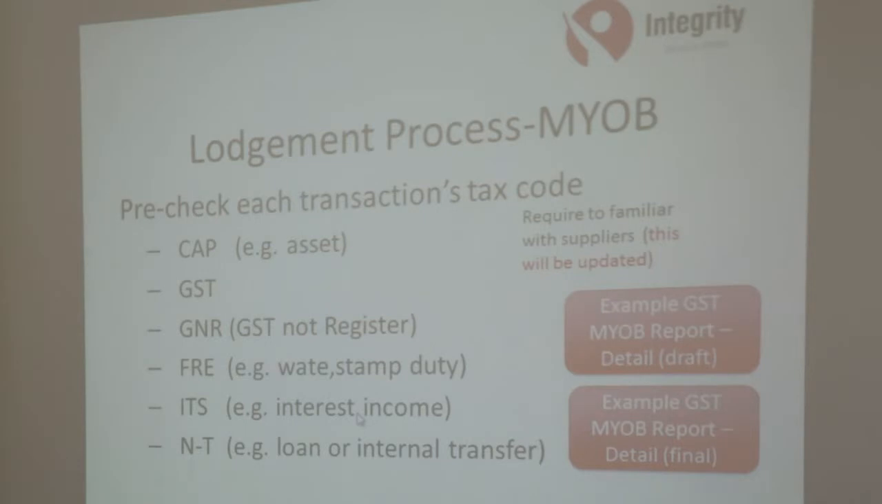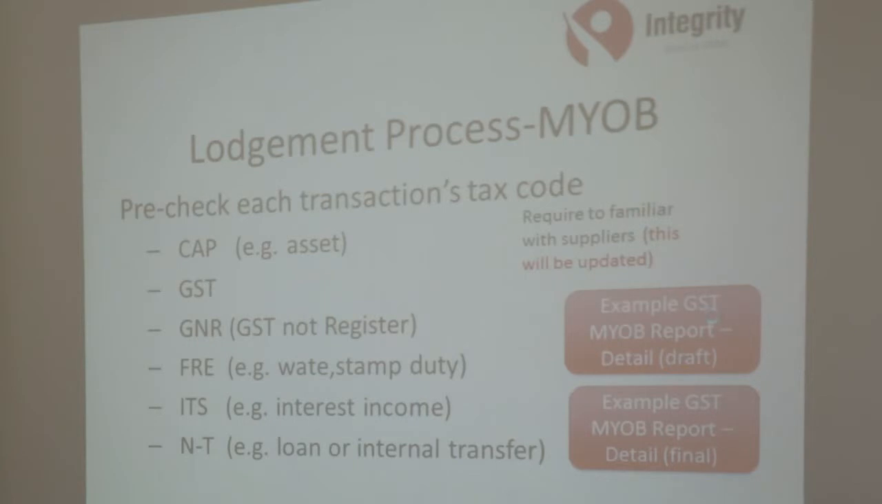The ITS is, oh no, input taxed supply, sorry, like interest income. This one is 0%, so there's no GST related to this one. We choose this one, and it shows another column there, like CAP. For NT, not reportable, it means it's outside all the other categories, so it's not in any of them. For example, loans and internal transfers are not related to running our business, so they are not reportable.